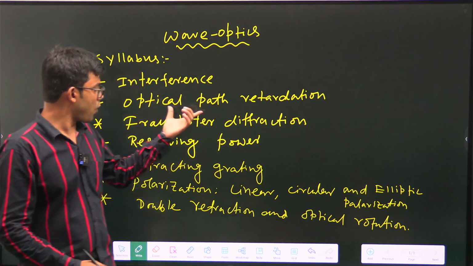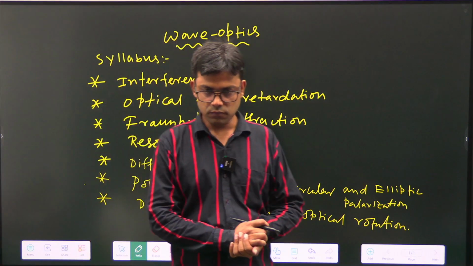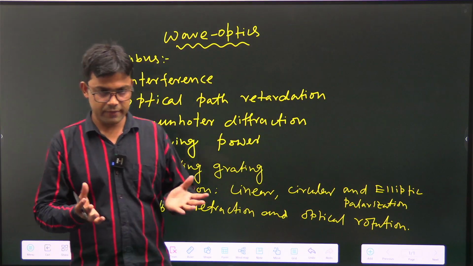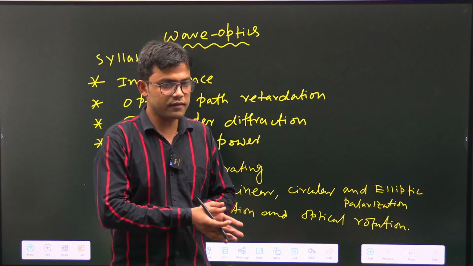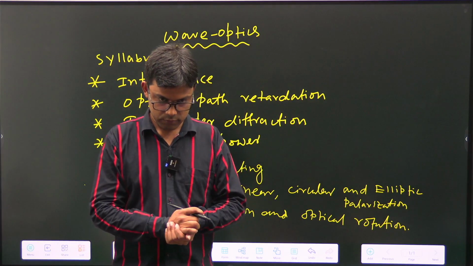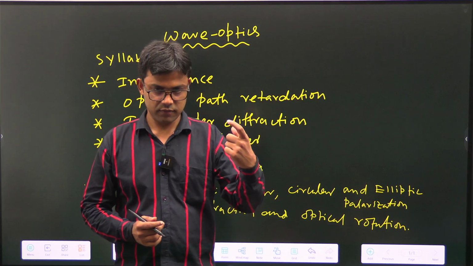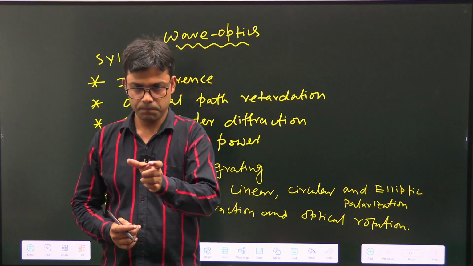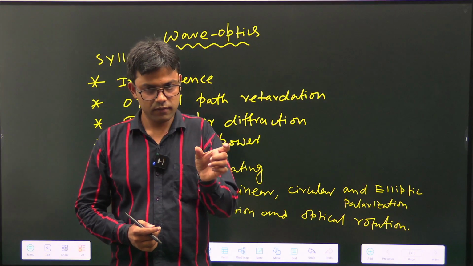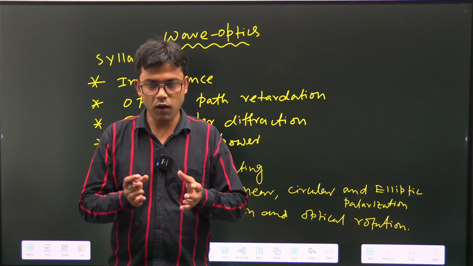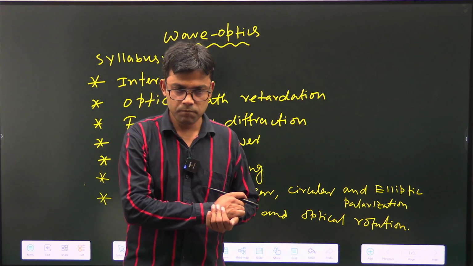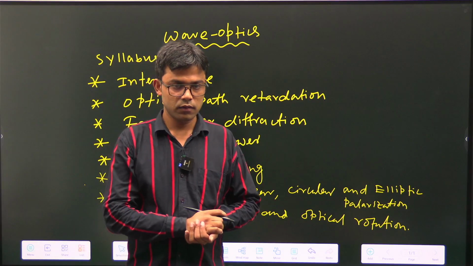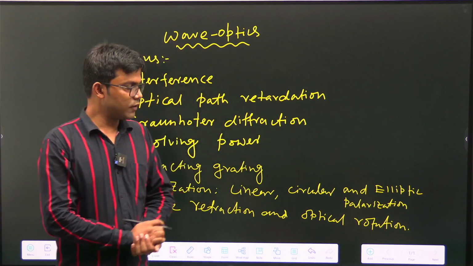Then what is the meaning of optical path retardation? Suppose you have light traveling in air, having some thickness x. If the same light travels in a medium with the same thickness, it will take longer as compared to air, right? So that's why there's a concept of optical path. We'll discuss that in detail.